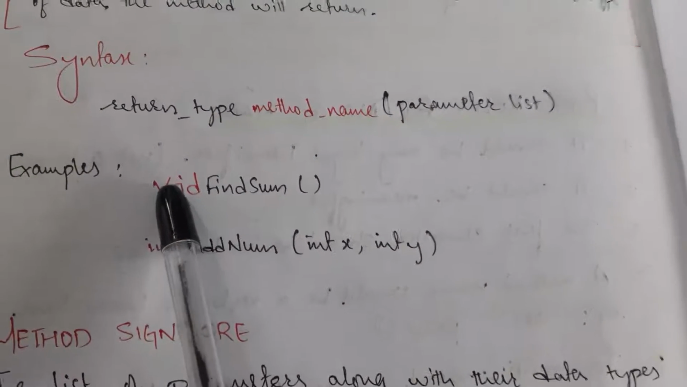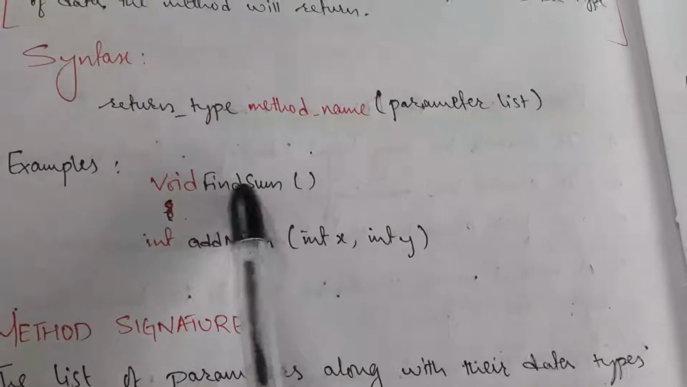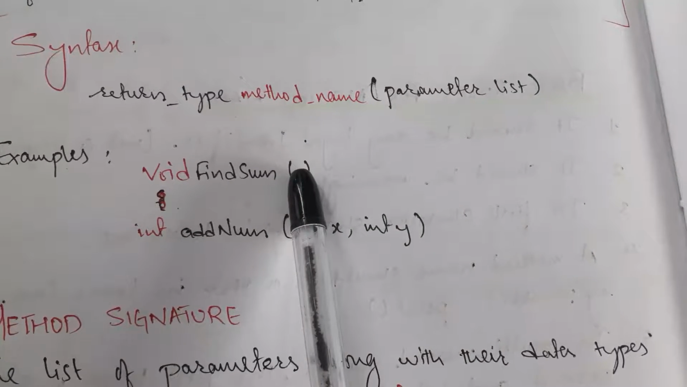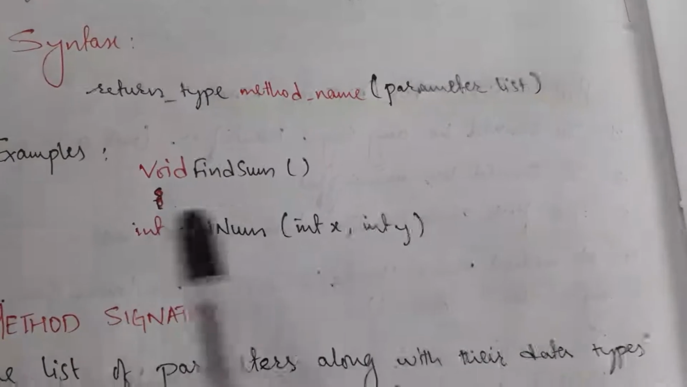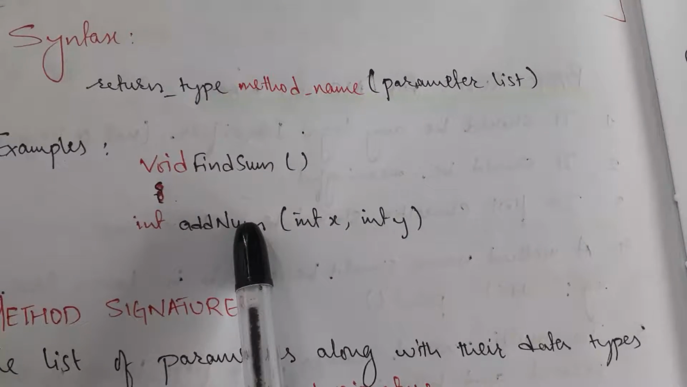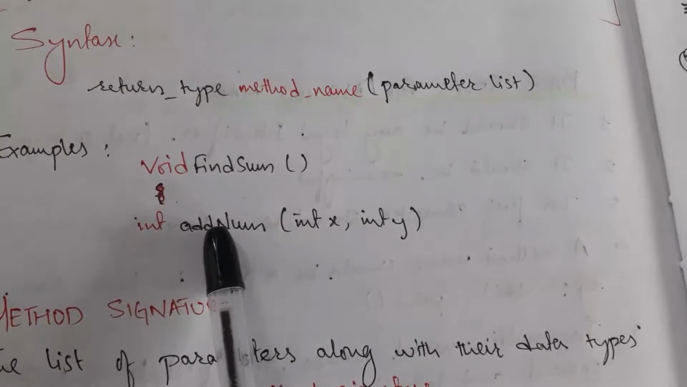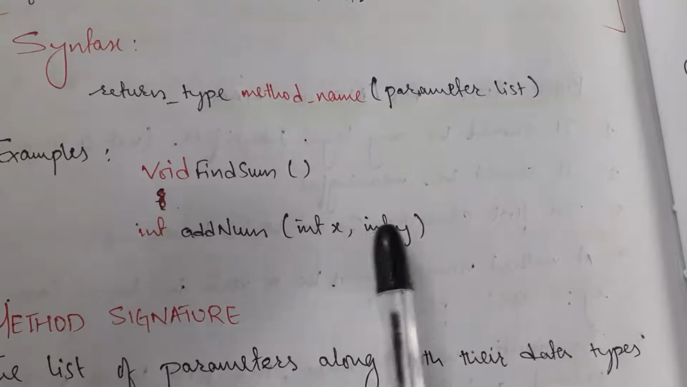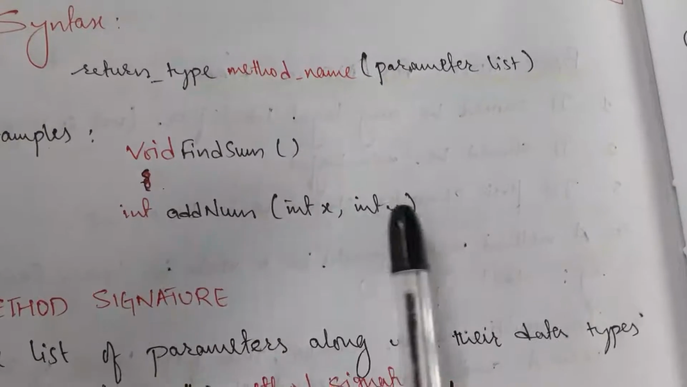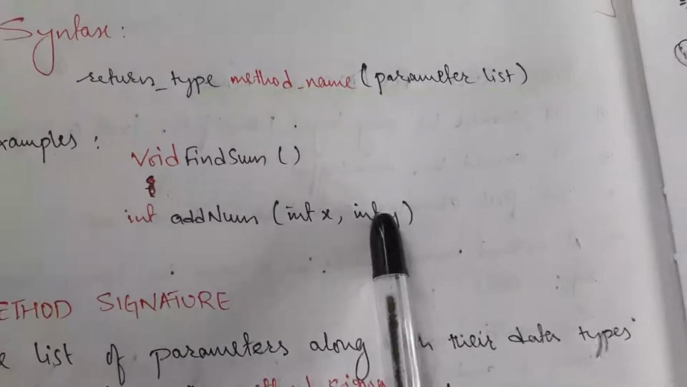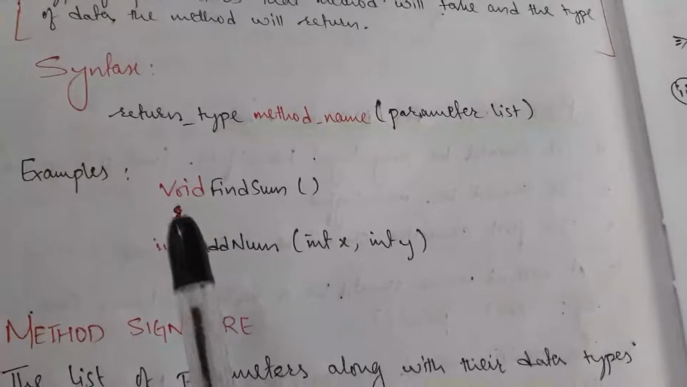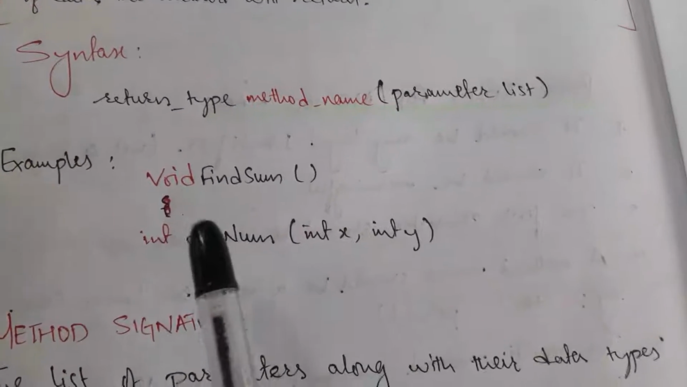In the first example, void is the return type, findSum is the method name, and the parameter list is given where we don't see any parameters. But in the second example, int is the return type, addNum is the method name, and the parameters given inside the parameter list are x and y, along with their data types. This is how we have to define the method or function prototype.